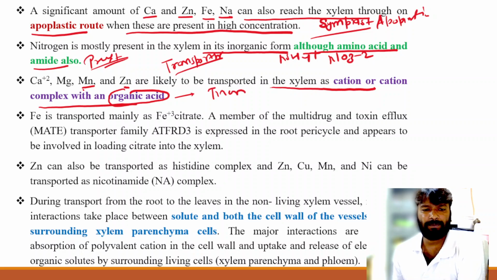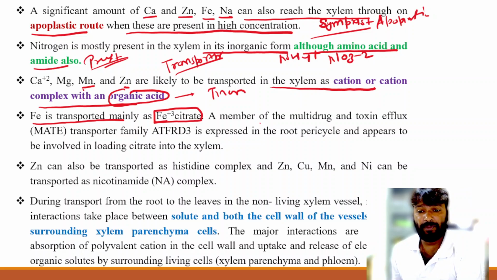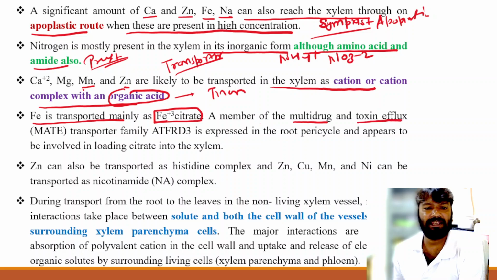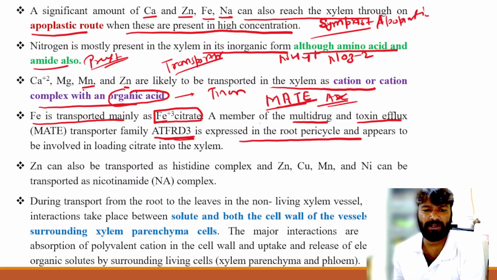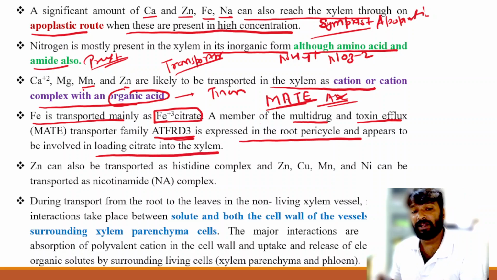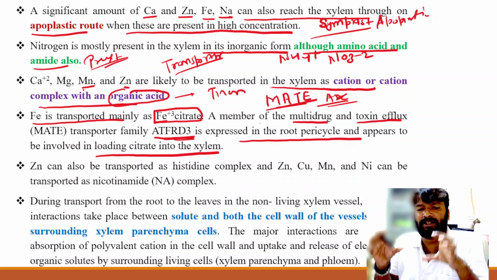Okay, for example, iron is transported mainly as ferrous citrate. Okay, and a member of the multi-drug and toxin efflux family that is known as MATE. Okay, these are transporters, and these are ABC transporters, which transport complex compounds. Besides this, AtFRD3 is expressed in the root pericycle and appears to be involved in loading citrate into the xylem. Okay, so these two transporters are involved.